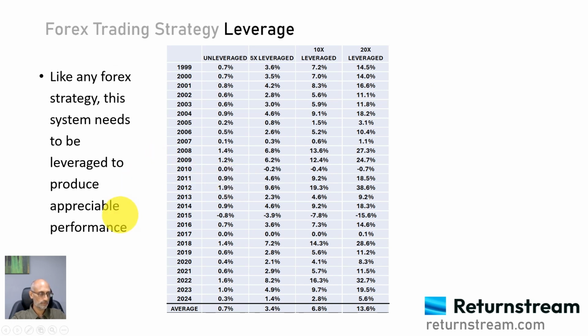And what about leverage? Forex trading, when you do unleveraged trading, it generally tends to have very low returns. So leverage is an intrinsic part of what is needed for Forex. So here's the unleveraged return year by year, going from 1999 to 2024. It's got an average annual return of 0.7%. When you do 5x leverage, it's a 3.4% return. At 10x, you've got 6.8%, and at 20x, you've got a 13.6% return.